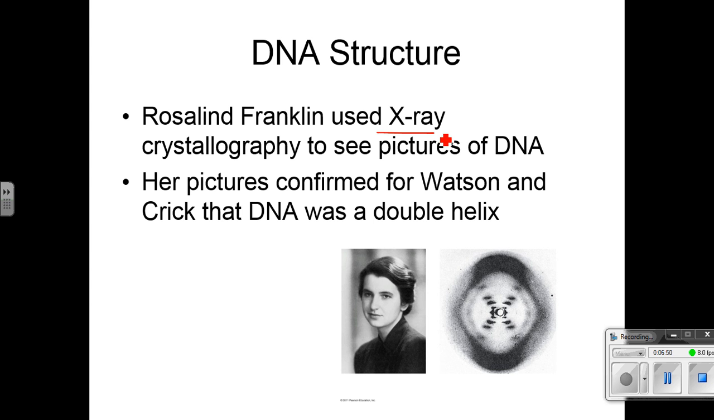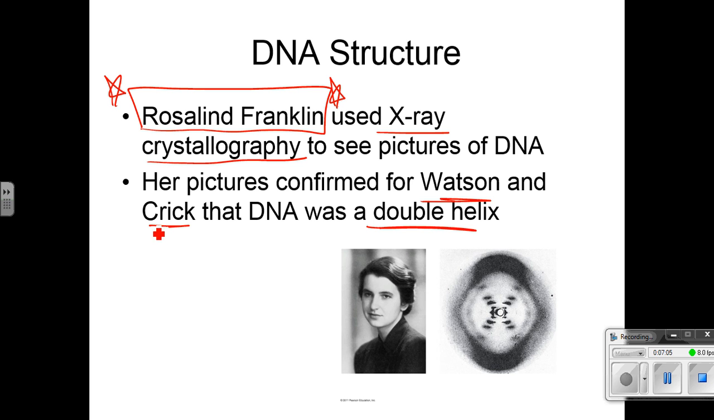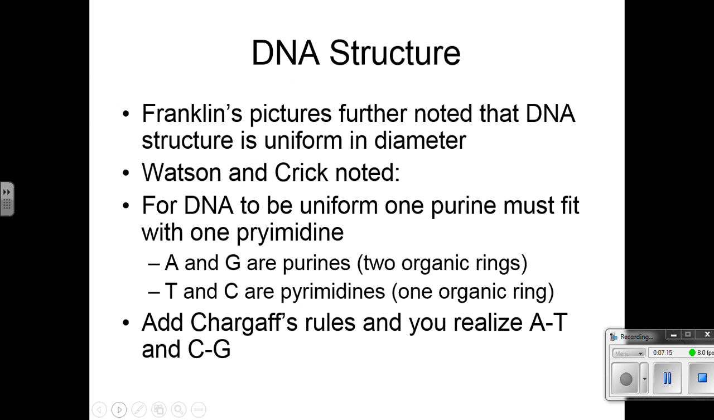Long ago, there was something called X-ray crystallography, and this is Rosalind Franklin. She's one of the females that is a big spearhead in DNA research, and she was the first to kind of confirm that DNA was a double helix, which is what Watson and Crick actually assumed was the structure of DNA. She confirmed that using X-ray crystallography. Franklin's picture further noted the DNA structure is uniform in diameter. We'll talk about that in a second.